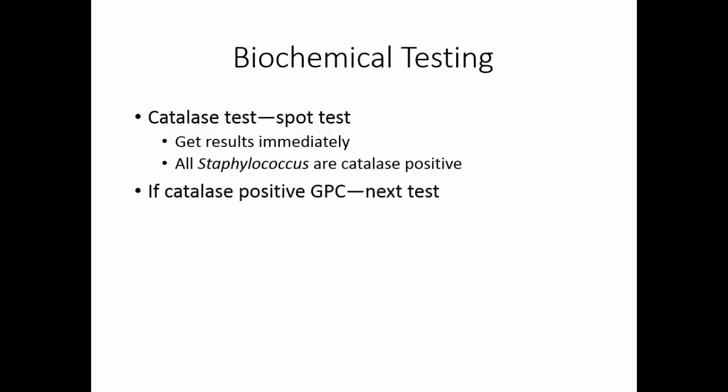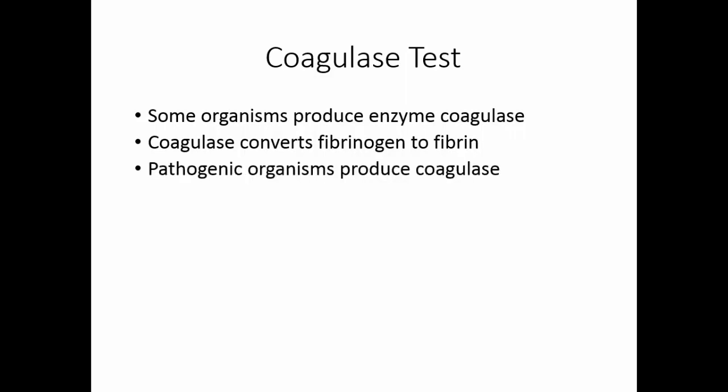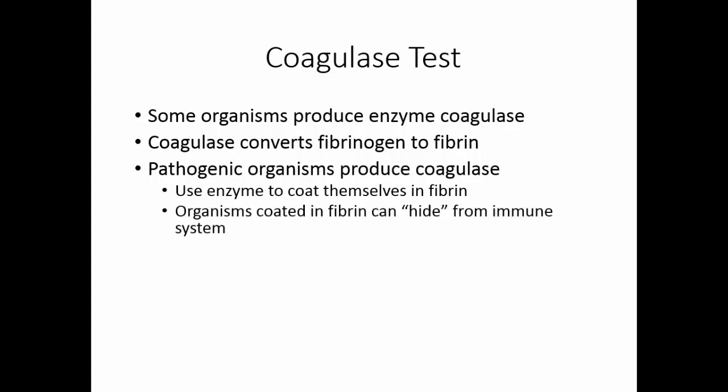If your gram-positive coccus is catalase positive, the next test you want to do is the coagulase, and the coagulase is also a spot test. Some organisms produce the enzyme coagulase. Coagulase is an enzyme that will convert fibrinogen to fibrin. Pathogenic organisms produce coagulase because they can use this enzyme to coat themselves in the host fibrin. If they're coated in host fibrin, they basically can hide from the immune system and won't be attacked.